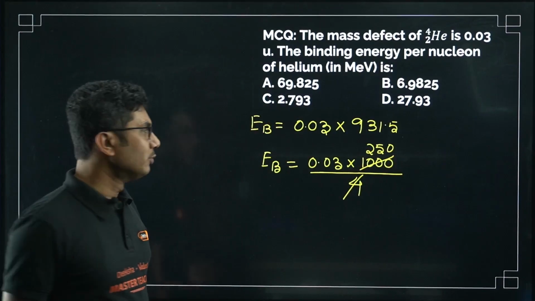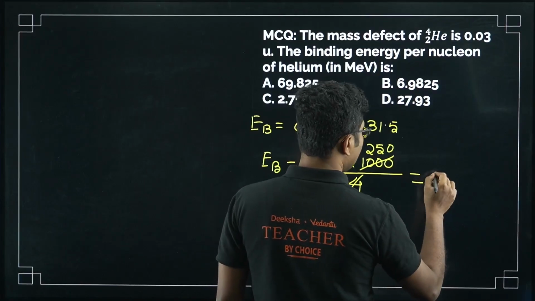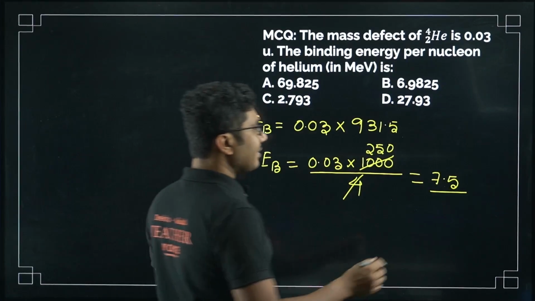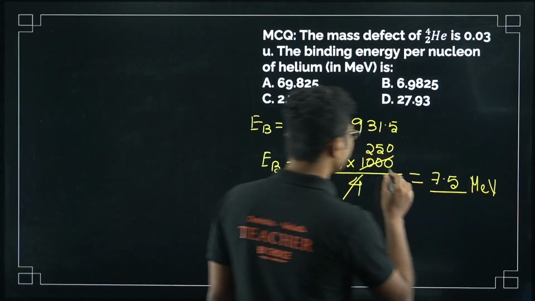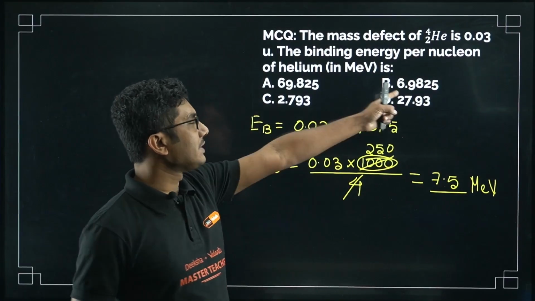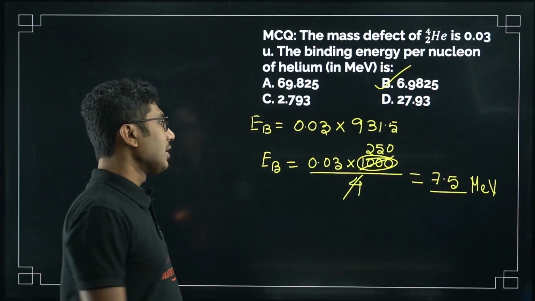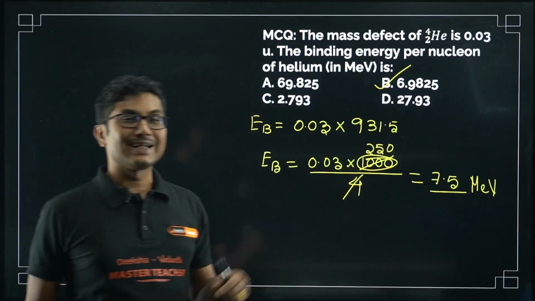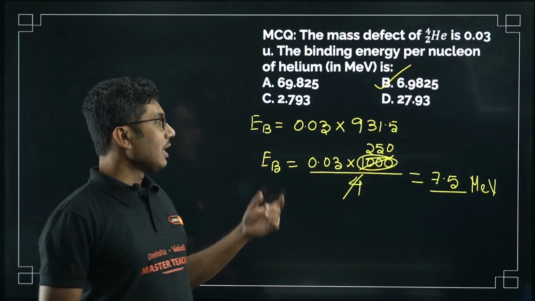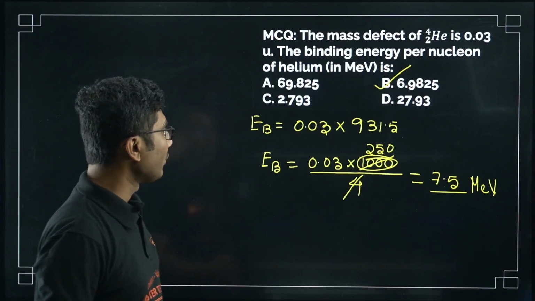250 is the value. Now that will be 3 × 0.25, 0.75, so 7.5 MeV. Obviously because we have increased this value, the actual value should be less than 7.5. Now which option is less than 7.5 here? 6.9 fits perfectly into our calculations. Because we increased 931.5 to 1000 so that we can easily cancel this, the result should be 6.9825.